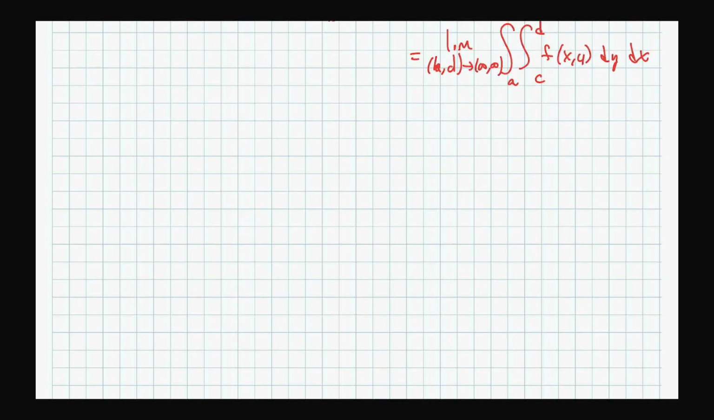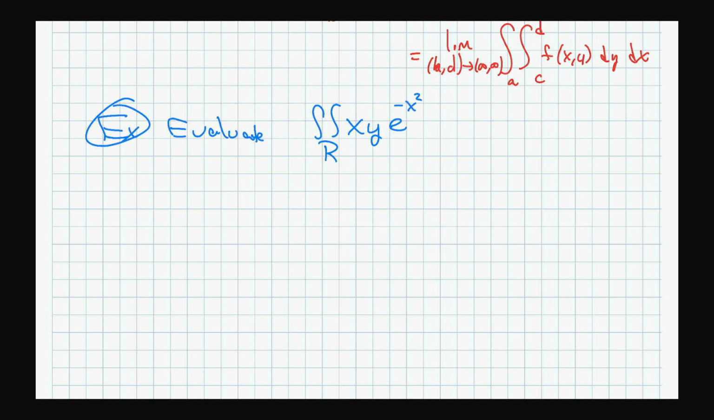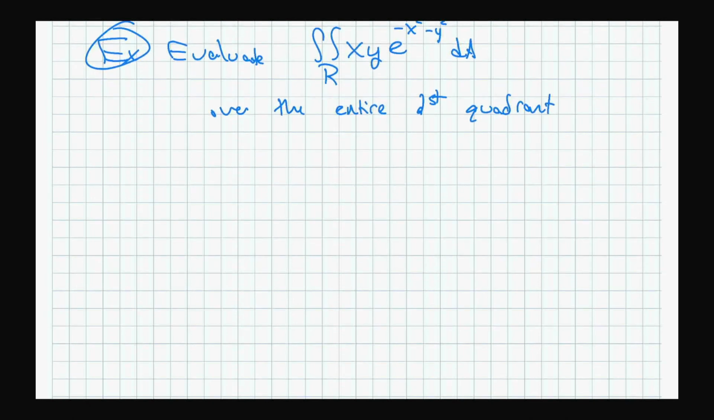Let's do one example. Evaluate the double integral over R. They use R for rectangle. Of xy e to the negative x squared minus y squared dA over the entire first quadrant of the plane.